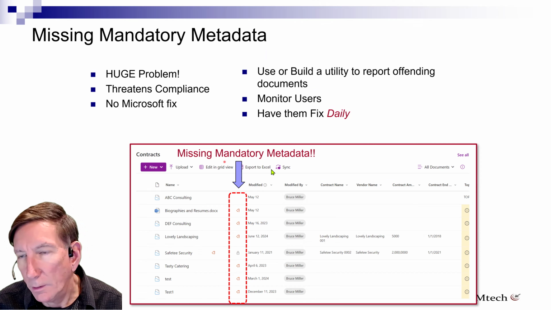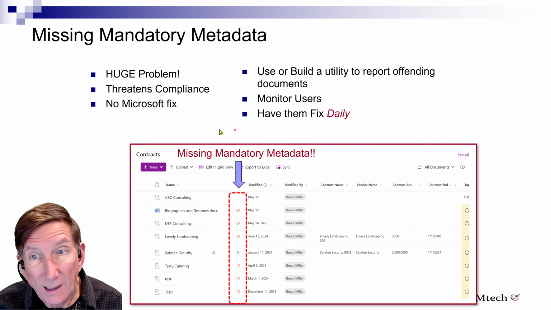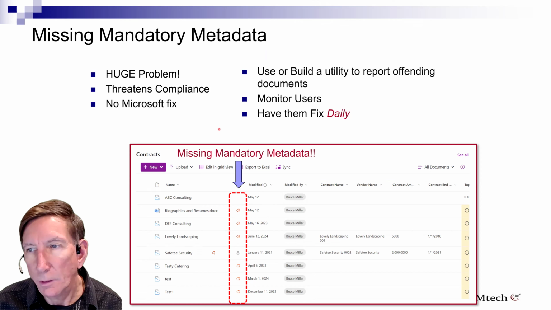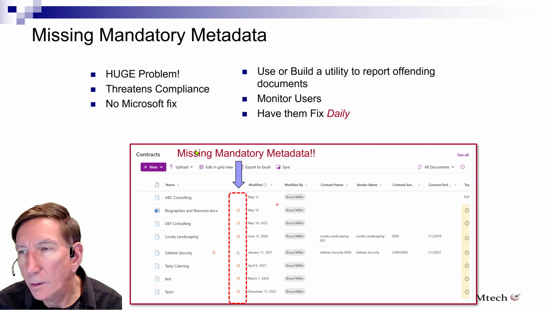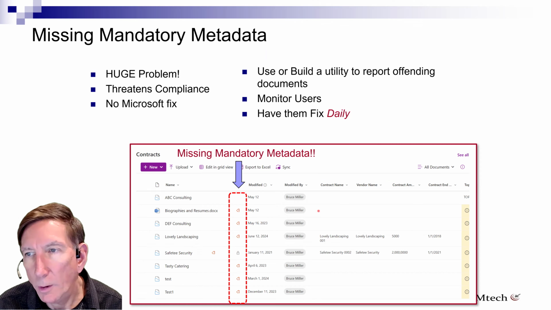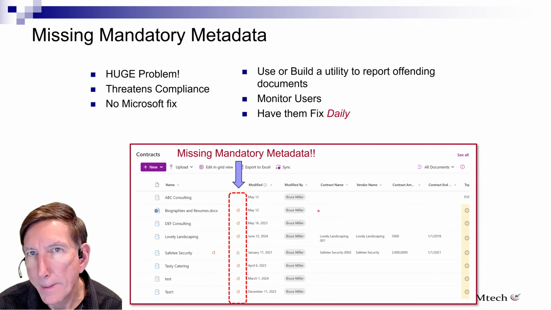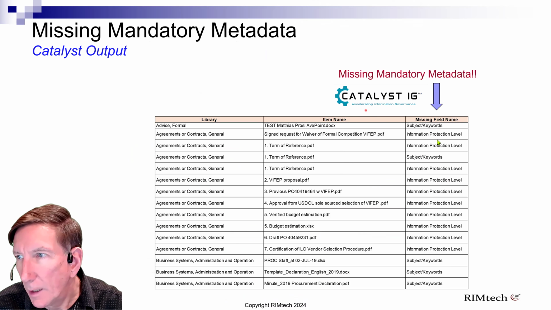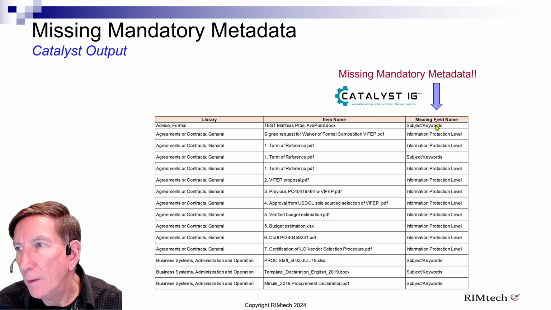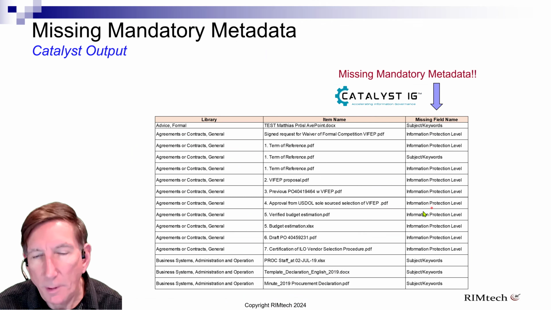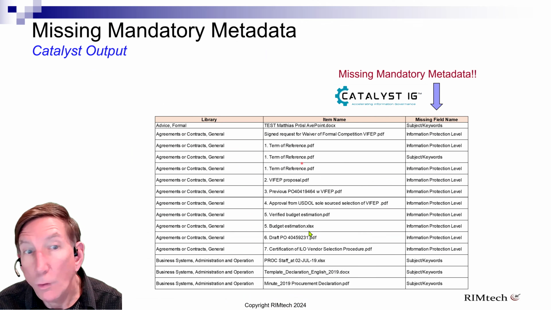A way easier approach is to use our Catalyst toolkit. One of our Catalyst tools is a utility that will go under the hood and give you a list of all the documents that are missing mandatory metadata. Really important. Then you can filter the list in a spreadsheet, send it out to departments, and get after the users to get that data filled in. This is an example of the Catalyst output right here. Here's the library, the document's name, and the missing field name. Now, I shortened this list up, but it can also contain the offending user, right? And the department, if you wish.